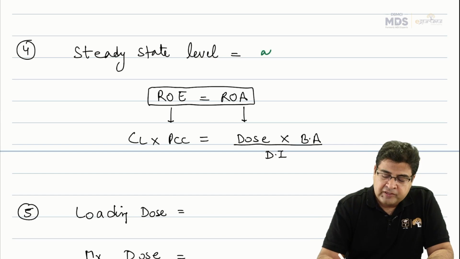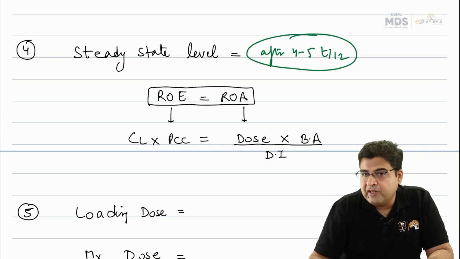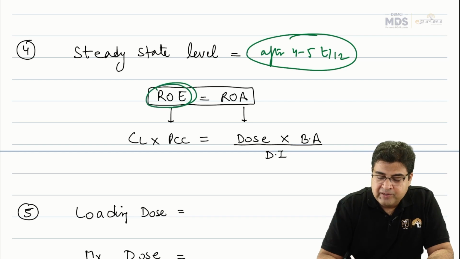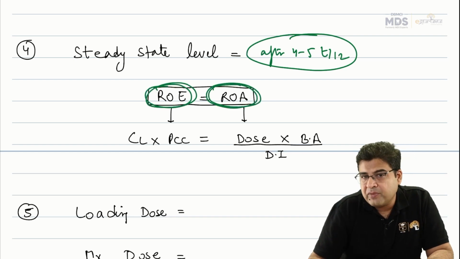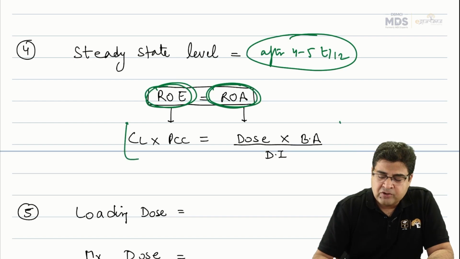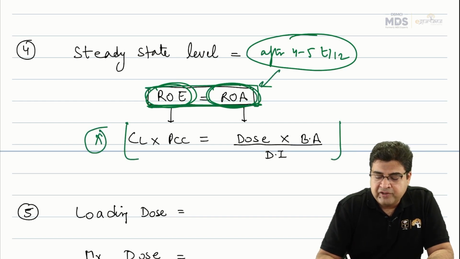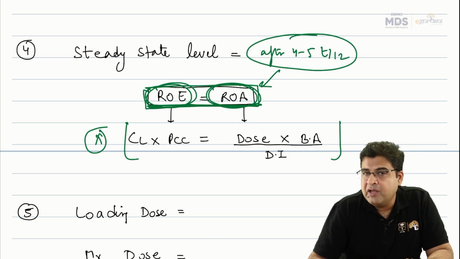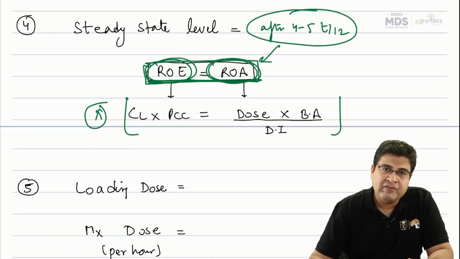Steady state level of the drug is achieved after 4 to 5 half-lives. So after 4 to 5 half-lives, the medicine's rate of elimination becomes equal to rate of absorption. So this formula is not much important for you. So just remember, after 4 to 5 half-lives, rate of elimination becomes rate of absorption. And then we say that the medicine's steady state level is achieved.